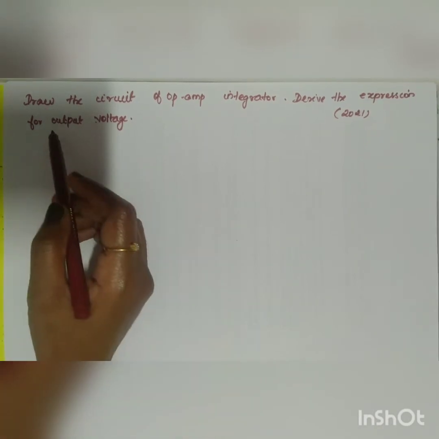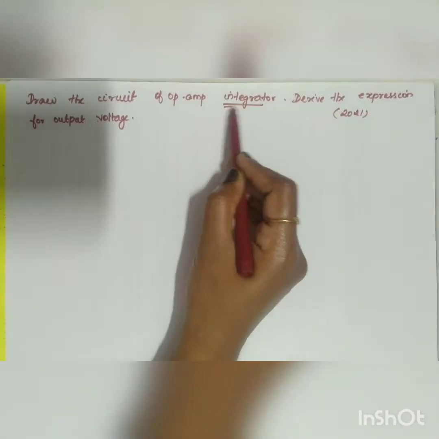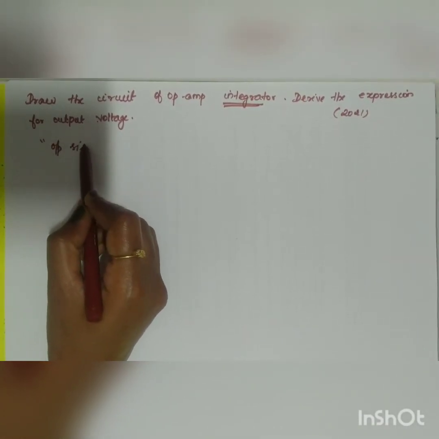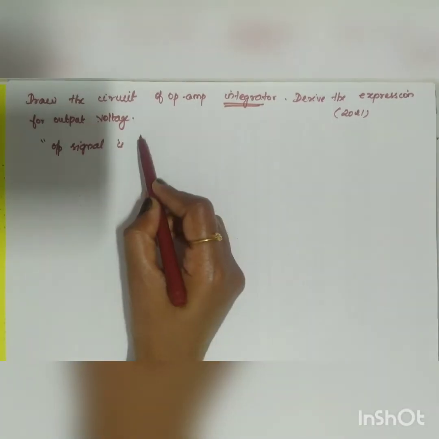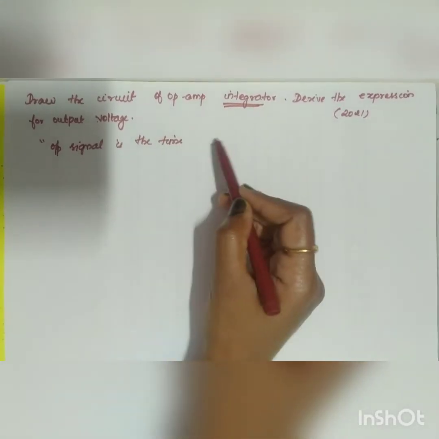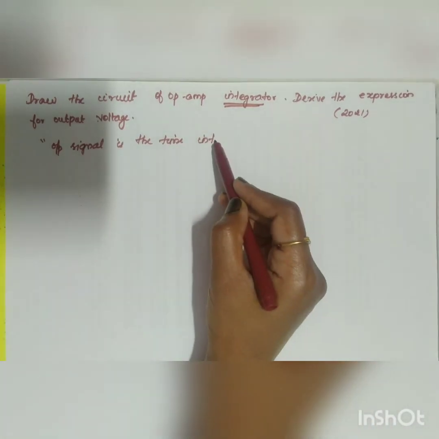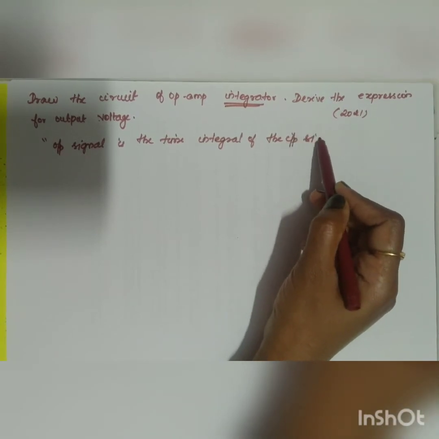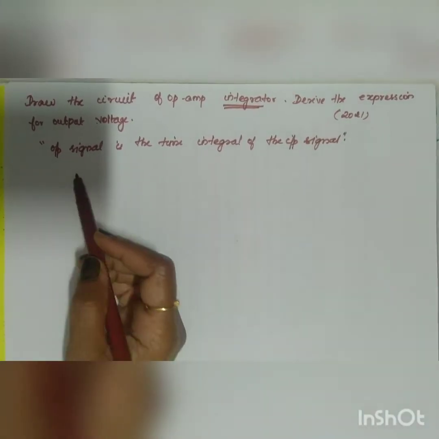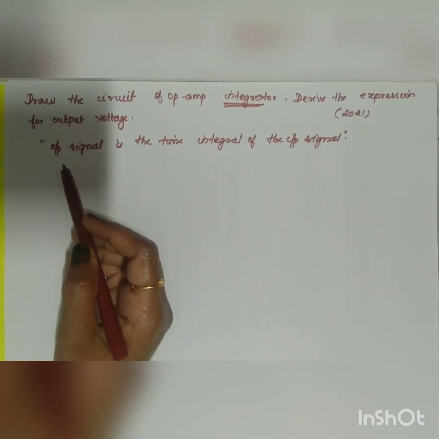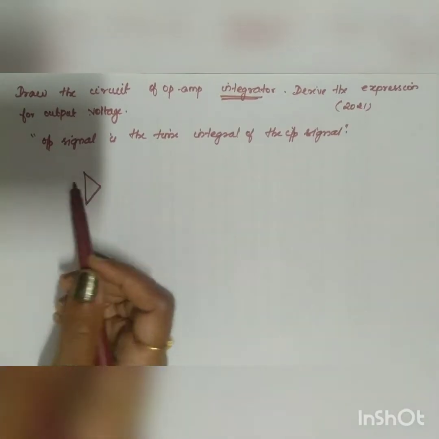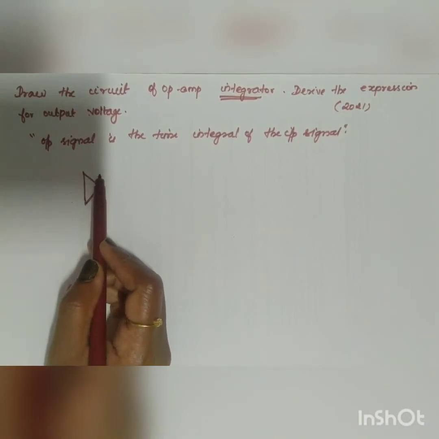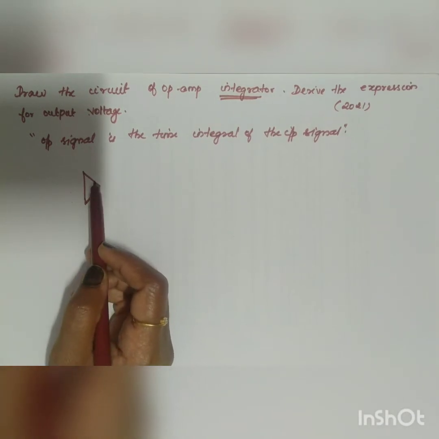Before that, what is meant by an integrator? An integrator can be defined as an element whose output signal is the time integral of the input signal, right? So in the case of op-amp, how will you draw the diagram of an integrator? In the case of inverting op-amp, if you replace the feedback resistor by a capacitor, you will be getting the circuit of an integrator.